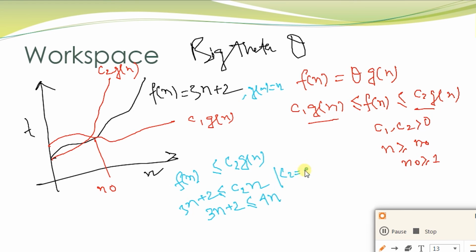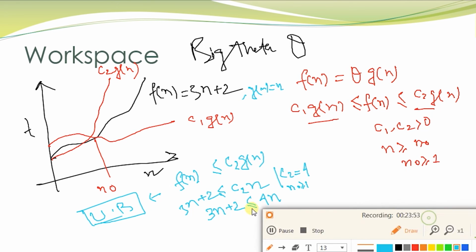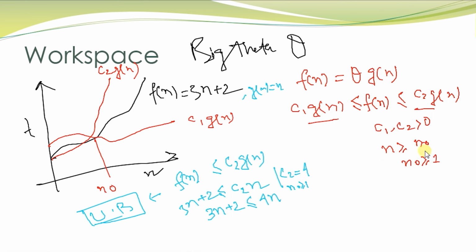So let's say it is c2. So we have found c2 equal to 4, where n0 will be greater than or equal to 1. So this is the upper bound. We have found that the upper bound for this function is satisfied.